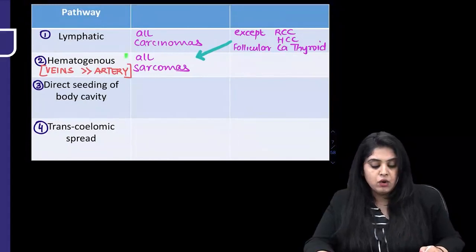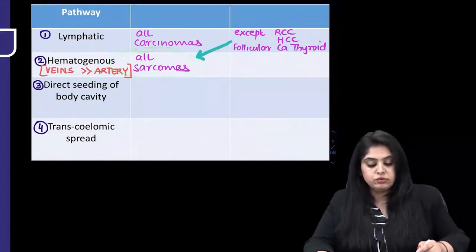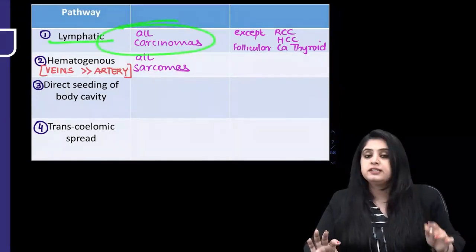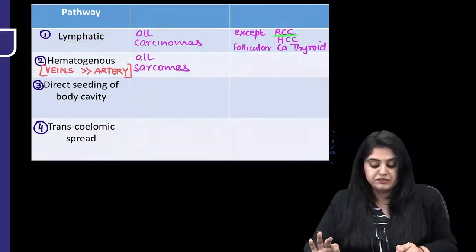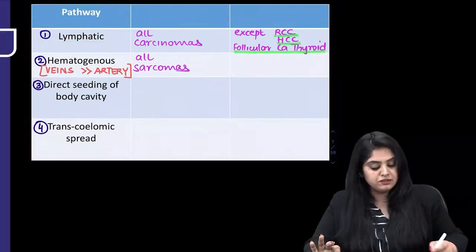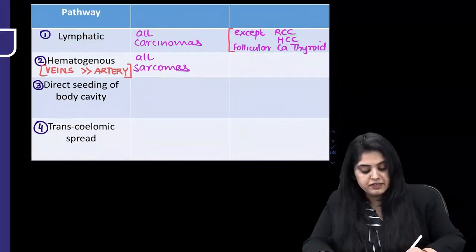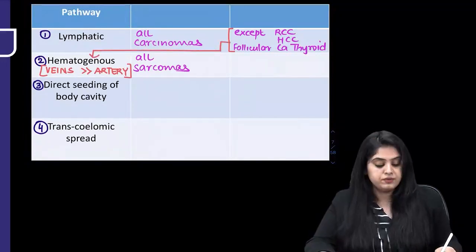Similarly, I studied all sarcomas are going to go hematogenous. So I'll repeat this once again. First, what did I say? All carcinomas go where? They go into lymphatics, except RCC, HCC and follicular carcinoma thyroid, because they decided, we are different. We have to go all the way into the blood vessels, cross connection.